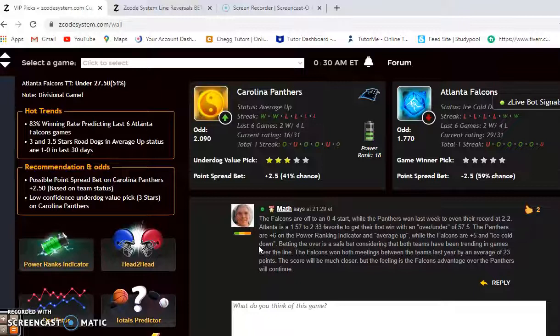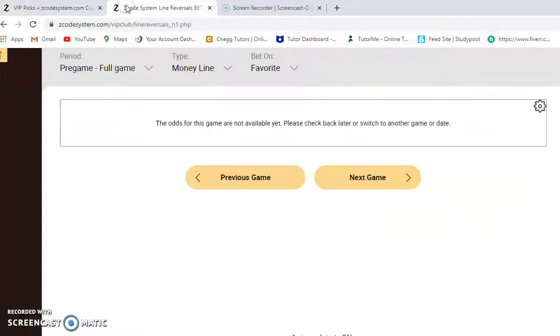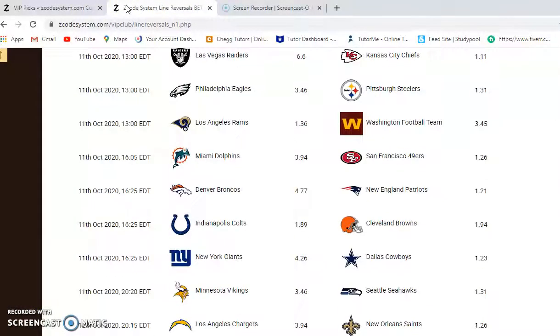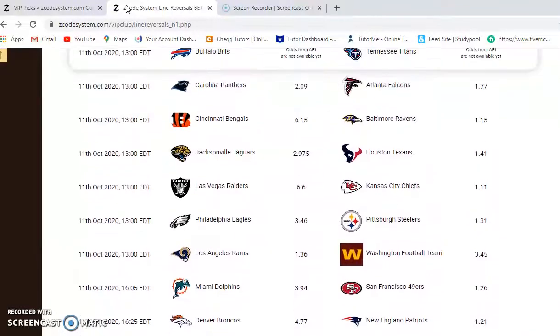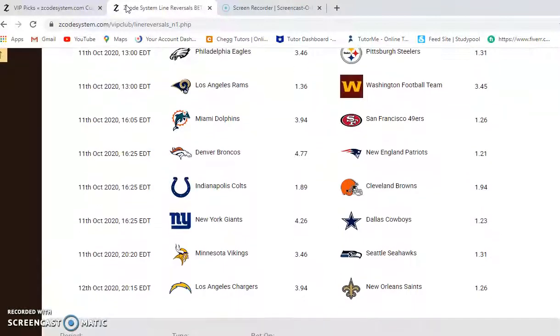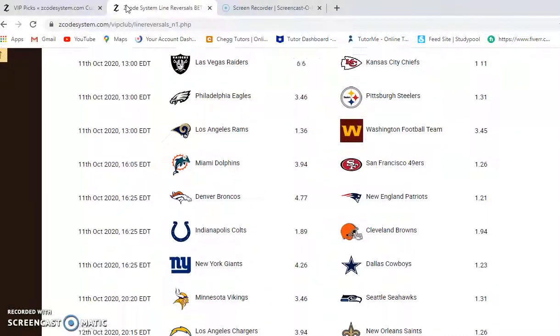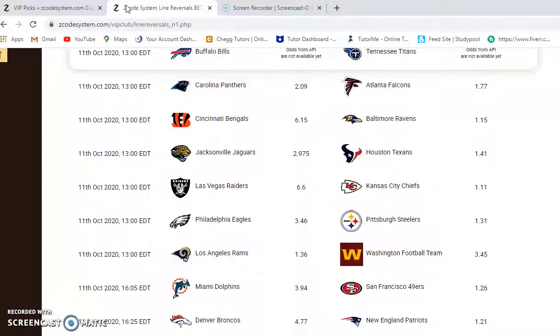Let's take a look at the line reversals. See if there's been any kind of big movement here on the line. We have to find the game, of course. As you can see, it's a full slate of games, so we've got to scroll down through until we find the matchup that we're looking for, and they're all the way at the top.